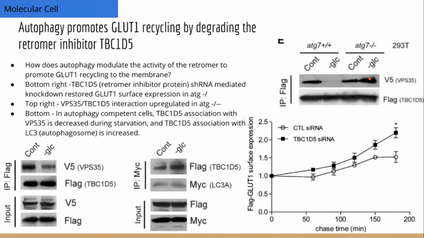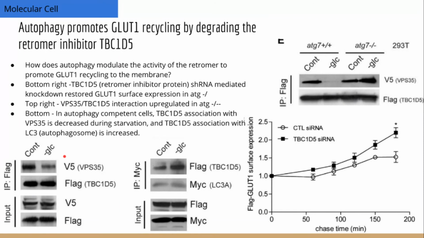So there's actually increased interaction between VPS35 and its inhibitor TBC1D5 during starvation. So the retromer, which is needed for GLUT1 translocation to the membrane, is being stifled by TBC1D5 in autophagy deficient cells. And this caused the researchers to wonder if autophagy was needed to degrade TBC1D5, because that's what autophagy does, it degrades things. So maybe it degrades TBC1D5, and that would allow the retromer to direct GLUT1 movement to the membrane. So to test this, they examined how autophagy in healthy cells deals with this TBC1D5.